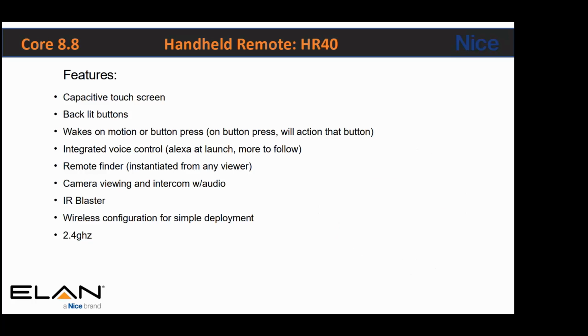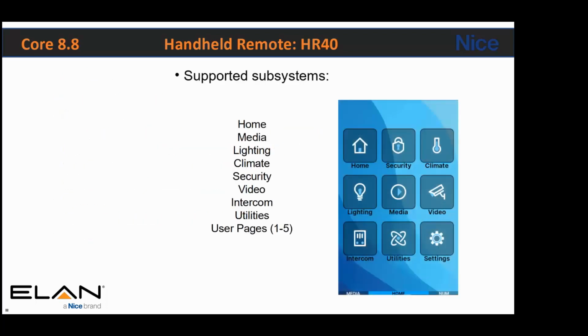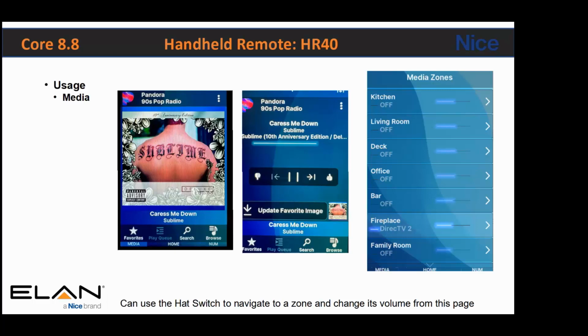Integrated voice control. Now it's Alexa at launch. More to follow. There is a remote finder, and we'll talk about all these in a little bit more detail. It does the camera viewing with intercom audio. It has a built-in IR blaster, wireless configuration, and it's 2.4. All right, here's a couple of screen grabs here. Supported subsystems, so it's a lot more than the current HR10 and HR30, which are really just home media, lighting, climate and security.